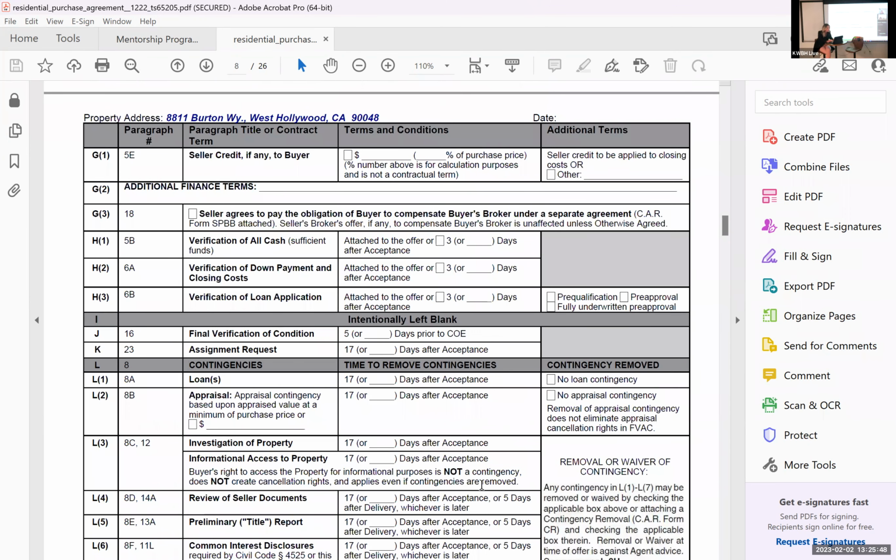All right. Section G1, seller credit, if any, to buyer. This is very uncommonly used. It is not common in a healthy housing market like Los Angeles. And no matter what you think or what you hear, LA's housing market is very healthy, always has been and always will be, no matter what kind of financial situation our country is in. Why? Because we are in a desirable area.